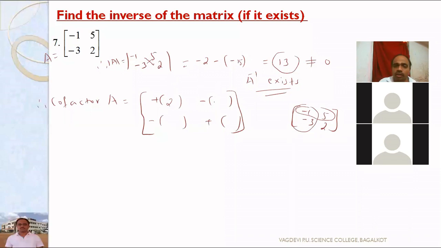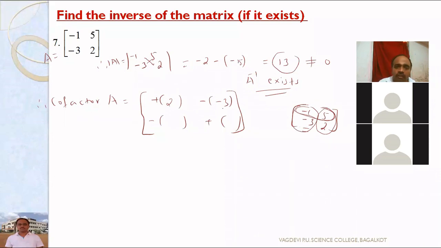Plus 2 is the cofactor. The next, what about cofactor of 5? Cofactor of 5 means again, 5's row and 5's column, and the second column. So delete the first row and second column. Which number is there now? Minus 3. Right? Minus 3. So when you delete the row and column, only minus 3 we are left with.